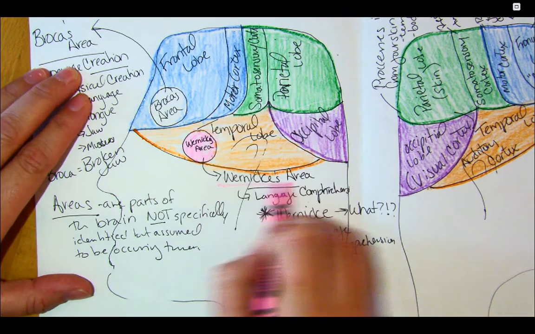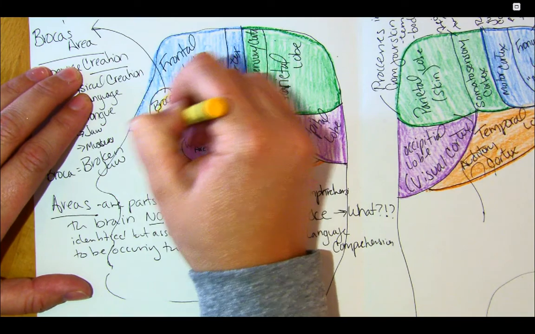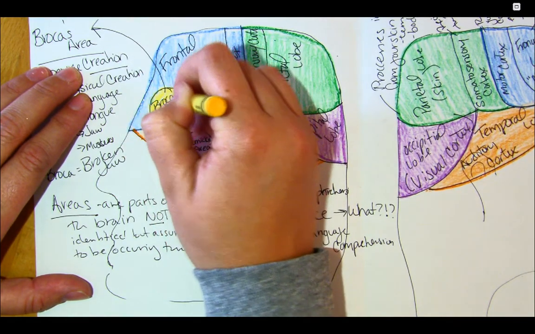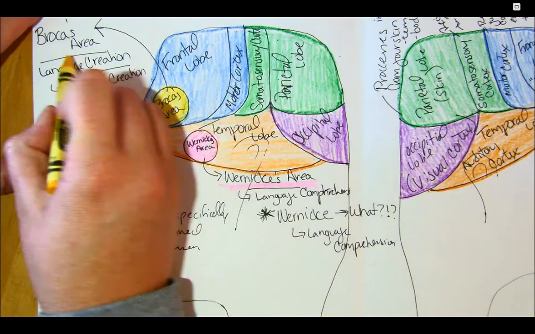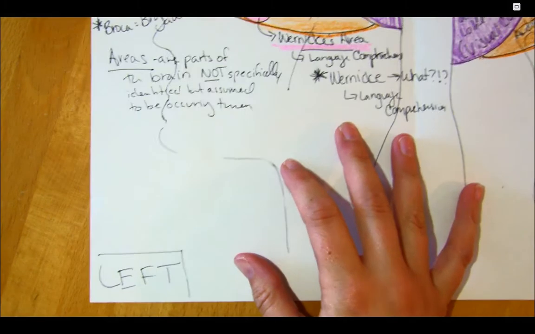Okay, and I'm just going to underline it here, pink. And my Broca's area, Broca, broken jaw. If I had a broken jaw, I wouldn't be able to speak and create words. So Broca, broken jaw is going to be right here. So you will notice that we only put Broca's area and Wernicke's area on the left side of your brain.